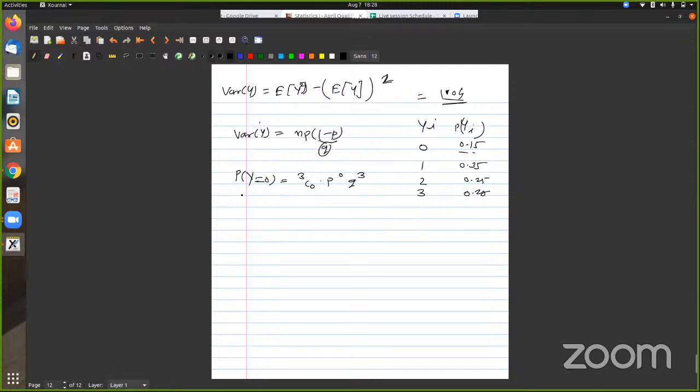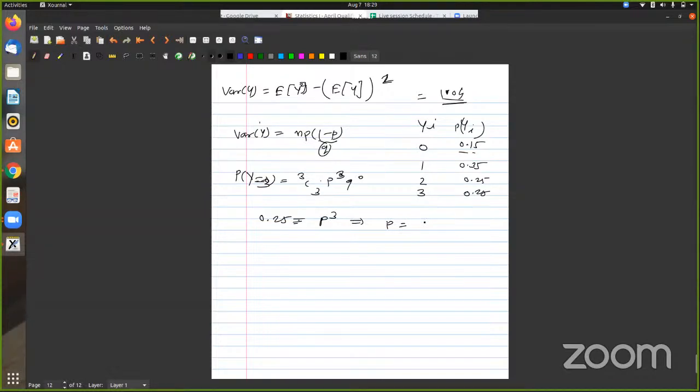Maybe I will go for this one, which will be the simpler probability calculation, with y equal to 3. So it should be 0.25 equals 3C3, which is 1. So p cube is equal to 0.25. So then what is the value of p here?